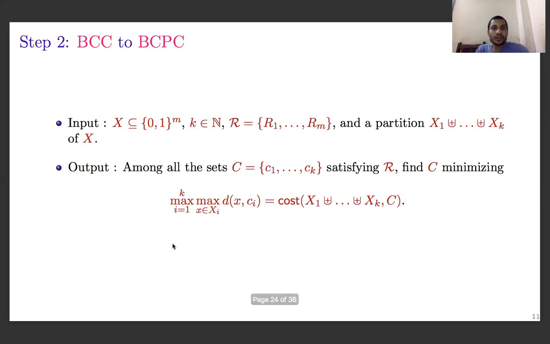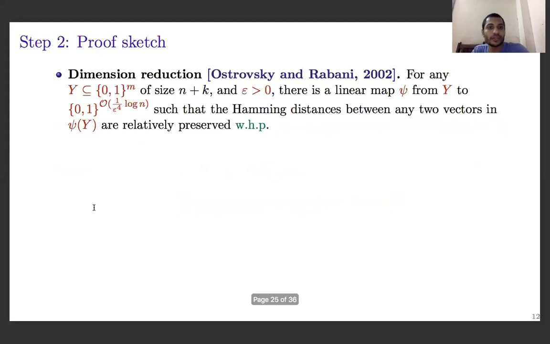And now I will explain how to reduce BCC to BCPC, that is, binary constraint K-center to binary constraint partition center. Here the input for partition center also contains a partition of X, other than the instance of BCC. So what we do is we apply the dimension reduction technique of Ostrovsky and Rabani.